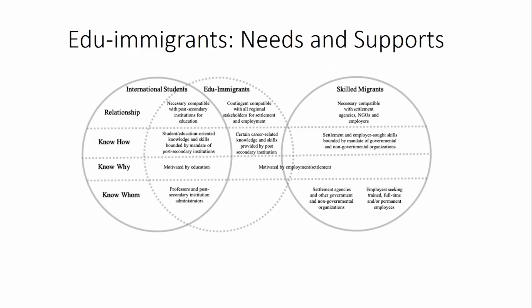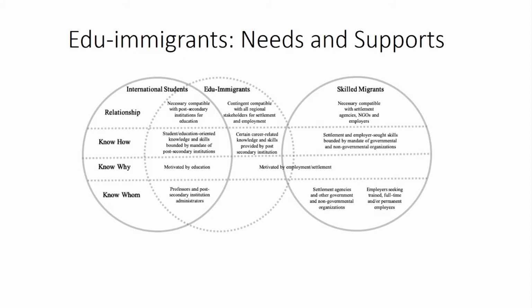So for instance, a post-secondary institution would consider international students to be necessary, compatible stakeholders, in a very explicitly recognized relationship that was very strictly defined as that between educator and student. But in comparison, other regional actors, such as settlement agencies and local businesses, regard international students as contingent compatible, which means they're in an implicit, unrecognized relationship. The ones that would consider a skilled migrant would be settlement agencies. They would consider them necessary compatible because there is a specific relationship between skilled migrants and settlement agencies.